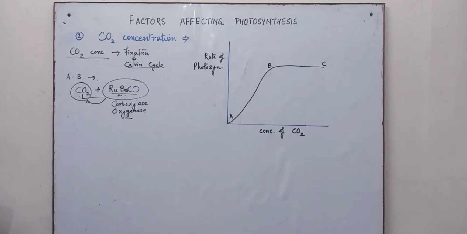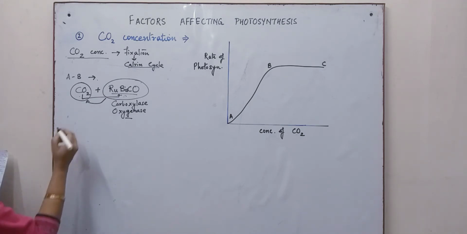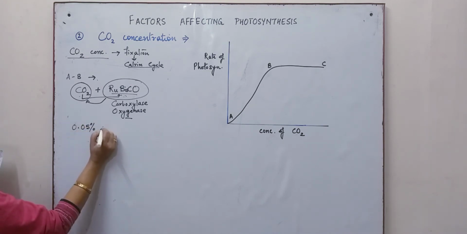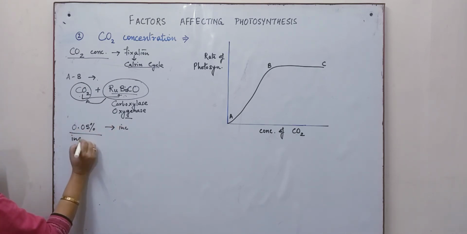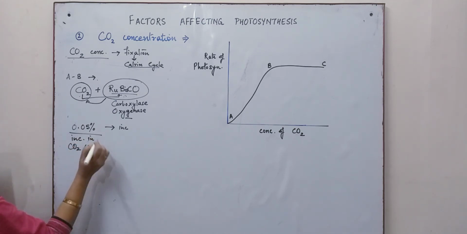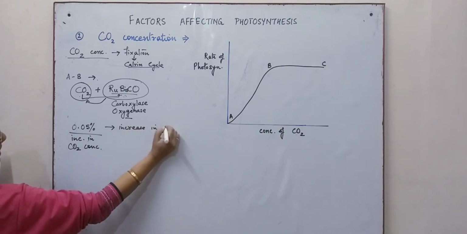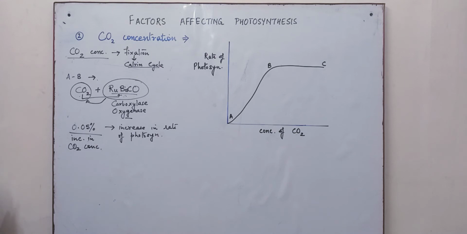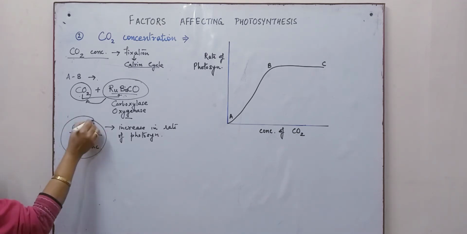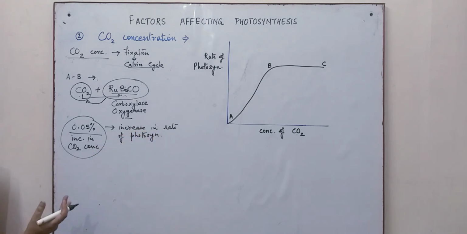Though the concentration of carbon dioxide in the atmosphere is very, very low, it is a well known fact that if we increase the carbon dioxide concentration by 0.05%, there is a direct increase in the rate of photosynthesis. At the same time, we have to understand that if we increase this concentration further, the rate of photosynthesis does not increase, but it causes a harmful effect on the plant.